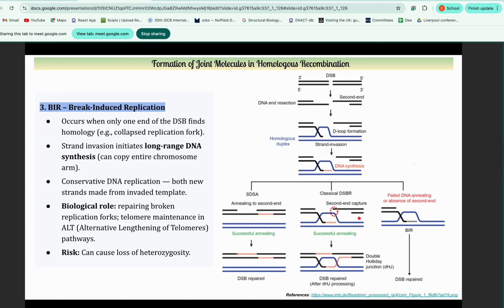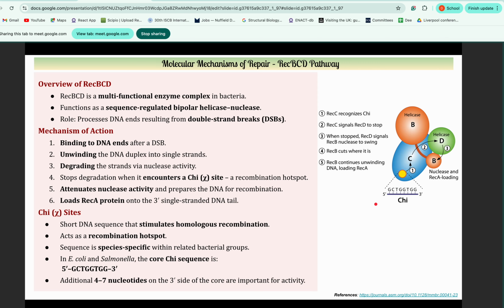So maybe in later slides it will be more clear, but the main mechanism on which you should focus is this double Holliday junction, because this is majorly favored, and then SDSA is also favored. BIR is very less used, and it takes place only if both these repair mechanisms cannot take place. Now we will look at the molecular mechanisms of repair, which is the RecBCD pathway.